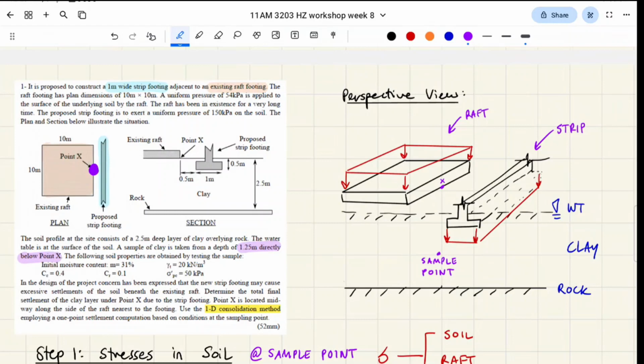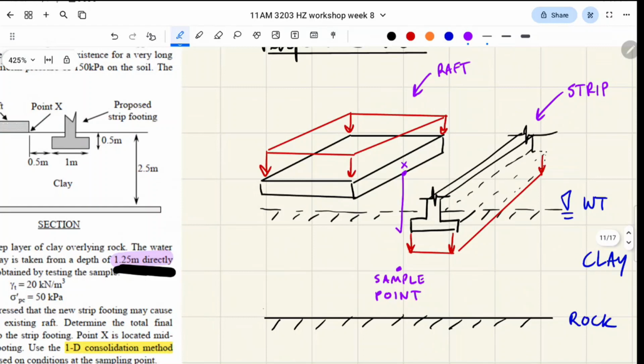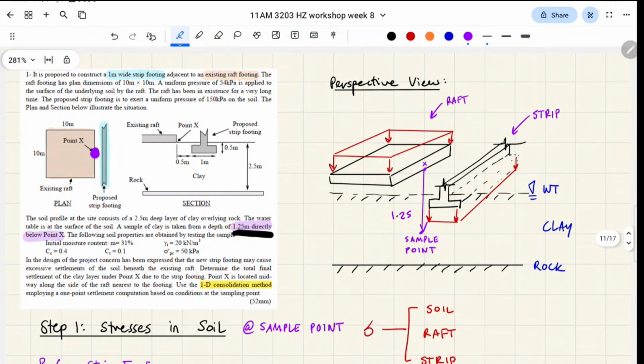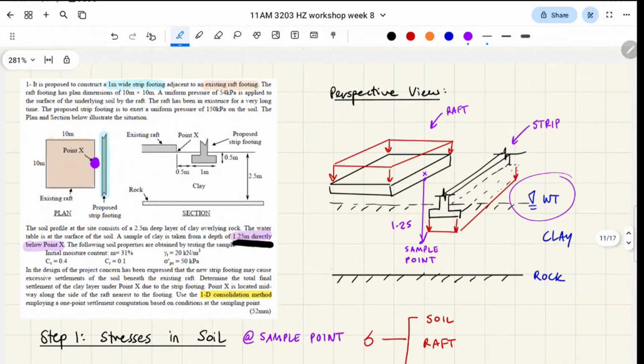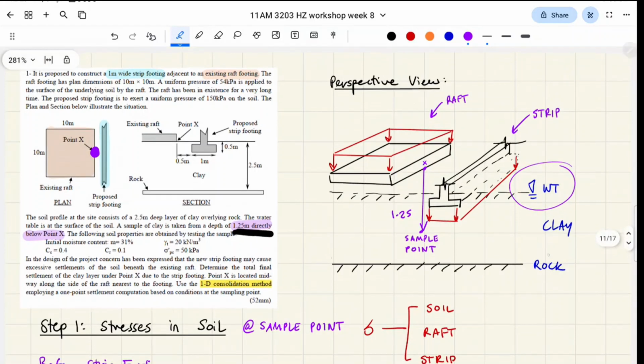And then in terms of how deep we're going into the ground, it says here 1.25 meters into the ground, which is expected because we want to go halfway through our compressible layer. So we want to go 1.25 meters down into the ground, right? We're told that the water table is at the surface of our soil, and our rock layer sits there. This is 2.5 meters.